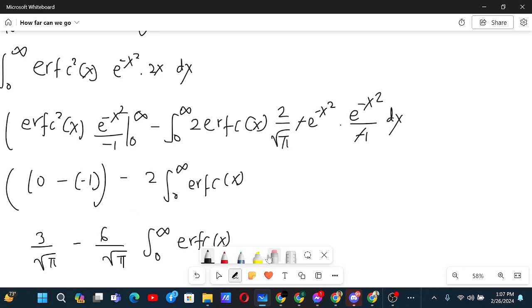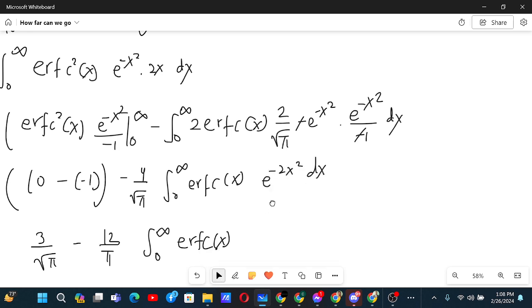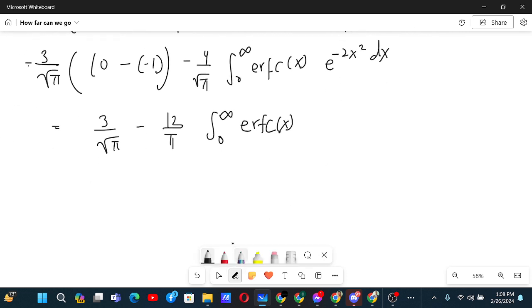Now over here we have 4 by root pi, and then this will also change, so this will now be 4 by root pi, that will be 12 by pi, and now this will be e to the power minus 2x square dx. Now that will be e to the power minus 2x square root of x.